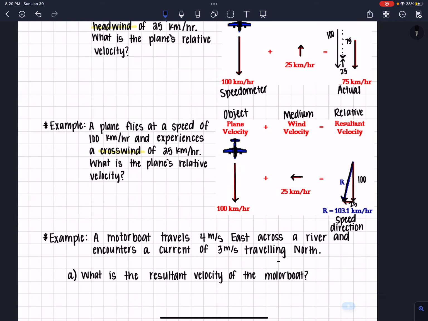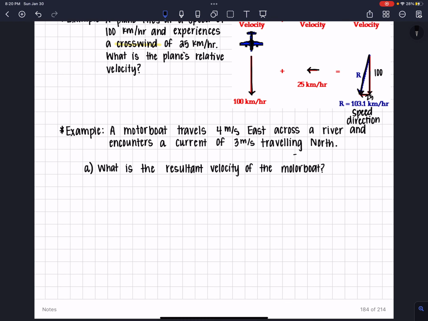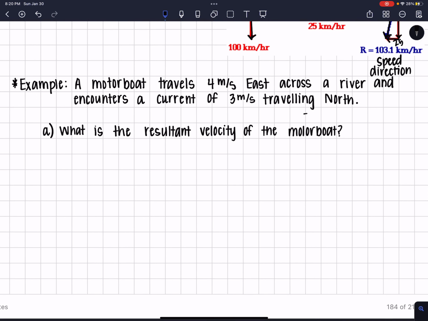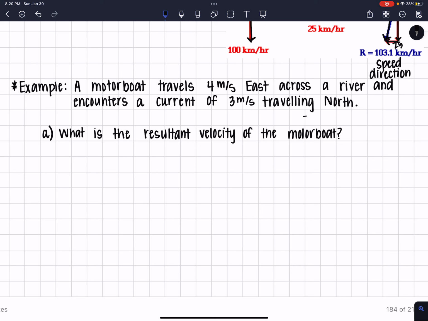But really what we want to be able to do in this lesson is find relative velocity from any situation. So we're going to do one example together of this in part one. So let's say a motorboat is traveling to the east 4 meters per second. I'm going to draw the boat's velocity.